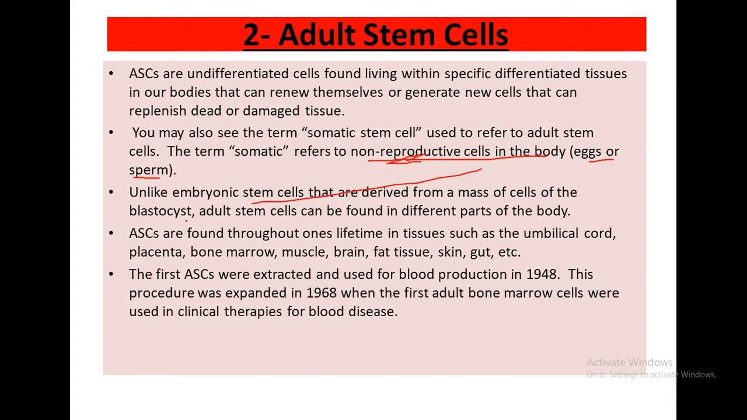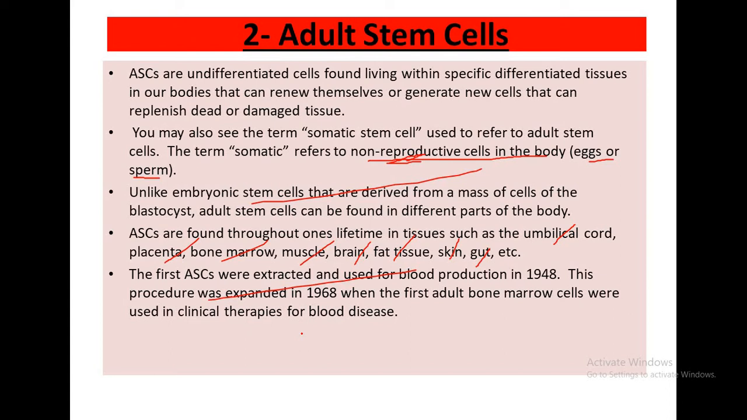So, residing in most tissues of the human body, discrete populations of adult stem cells generate cells to replace those that are lost through normal repair, disease or injury. So, adult stem cells are found throughout one's lifetime in tissues such as the umbilical cord, placenta, bone marrow, muscles, brain, fat tissue, skin, gut, etc.